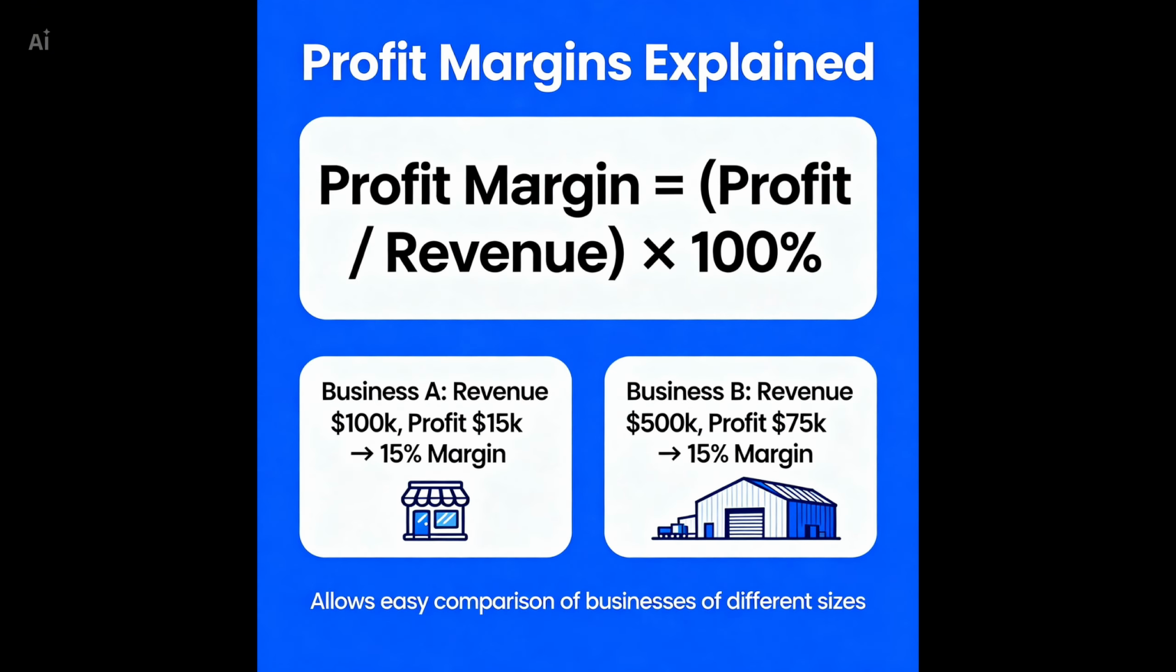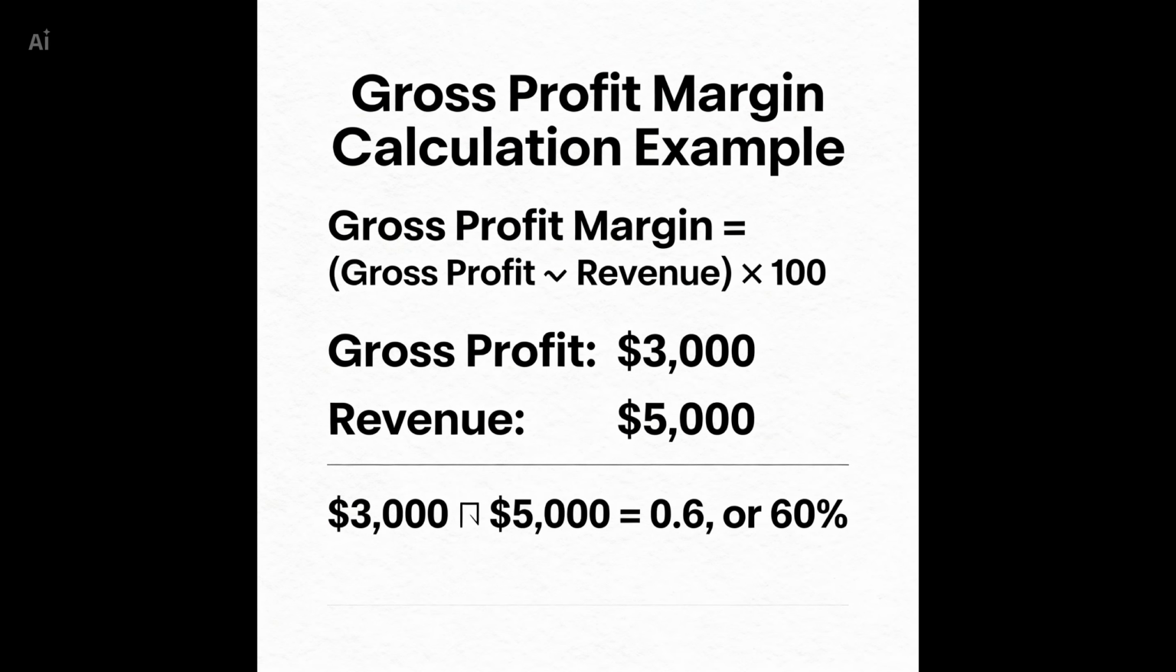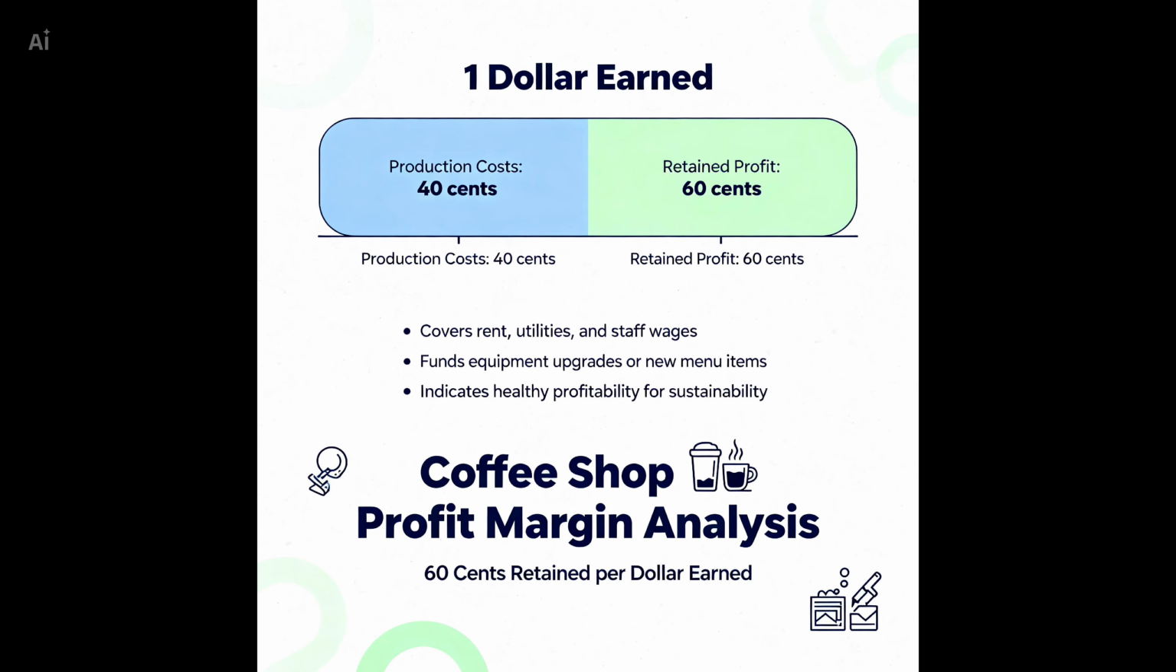This brings us to profit margins. A profit margin shows profit as a percentage of revenue, which makes it easier to compare businesses of different sizes. First and most common is gross profit margin. Gross profit margin is basically the gross profit divided by revenue times 100. So in our example, we got a gross profit of $3,000 and a revenue of $5,000. So let's do 3,000 divided by 5,000, which is 0.6. Once you times that by 100, it's 60%. That means for every dollar the coffee shop earns, it keeps 60 cents after covering production costs.